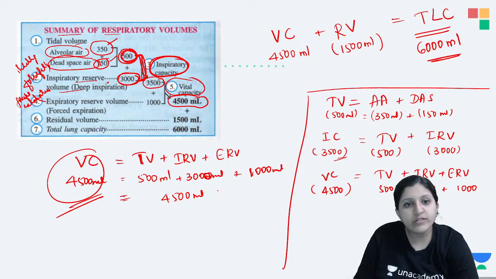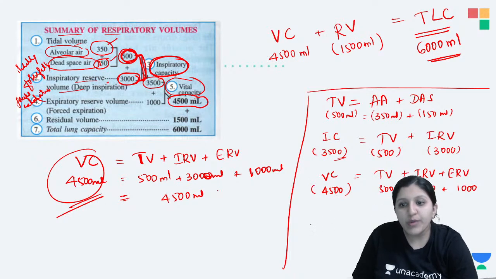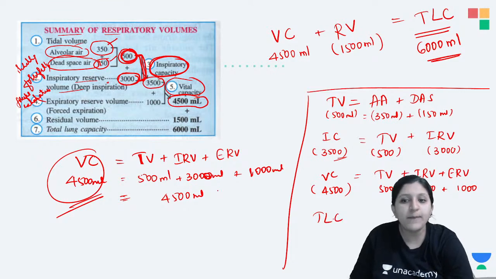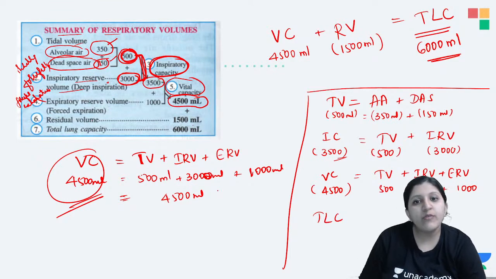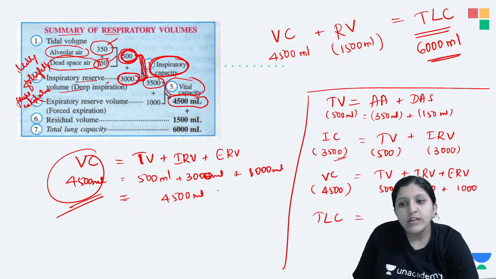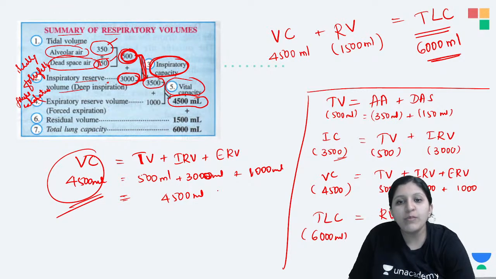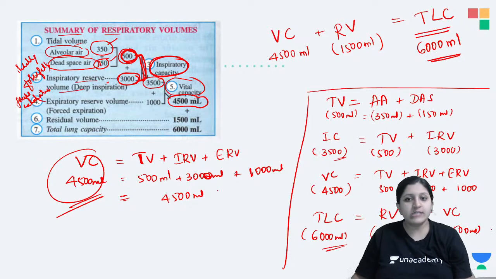Okay, so next what we need to calculate is, there is residual volume which is present. So residual volume, so now I want to calculate the total lung capacity. So you can see residual volume is 1500 ml. That means the residual volume is about 1500 ml plus the vital capacity, which is 4500 ml. So total I'll be getting 6000 ml.